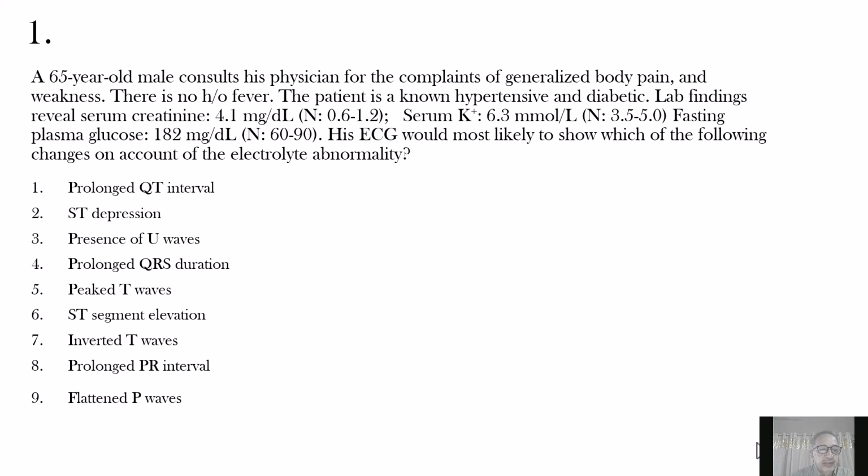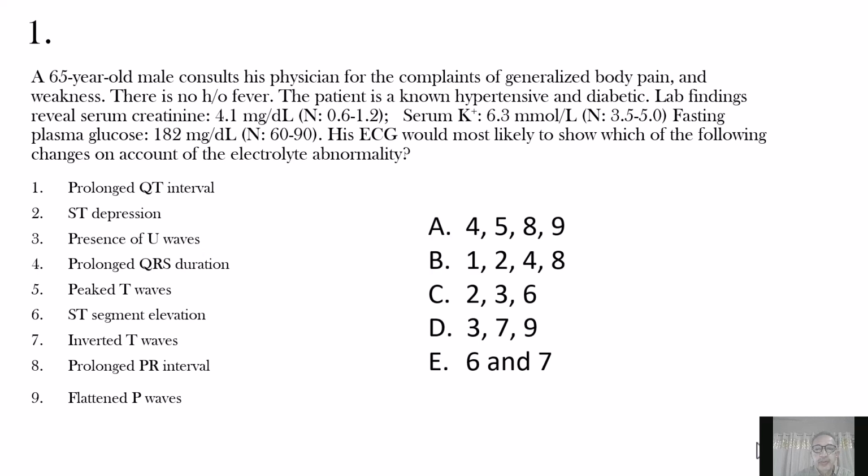Prolonged PR interval is correct, 8 is correct. Flattened P waves, yes, correct. So it must be 4, 5, 8, 9. Let us pick up 4, 5, 8, 9. Yes, the first option. Five options are there. All others are wrong combinations: 1, 2, 4, 8; 2, 3, 6; 3, 7, 9. 6 and 7 are all wrong combinations. The correct combination is 4, 5, 8, 9.